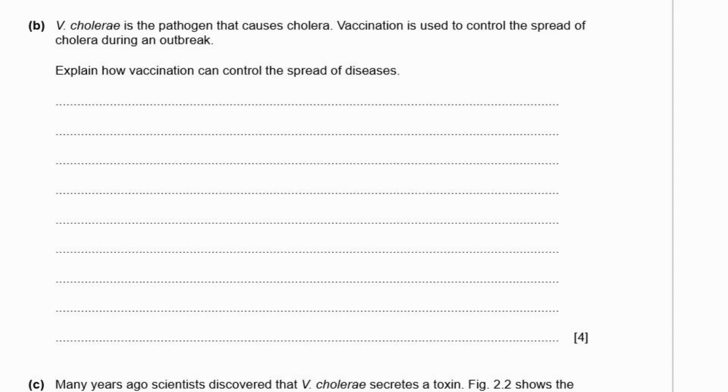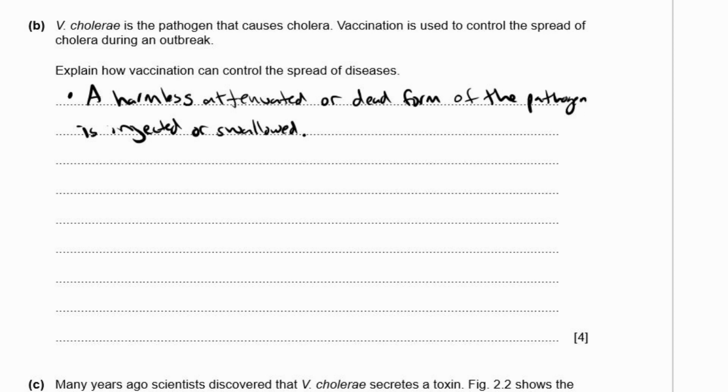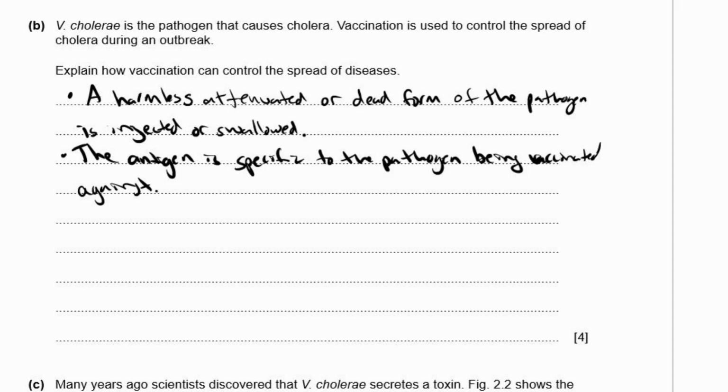More often it's injected. So it's a harmless, attenuated, or a dead form of the pathogen, and it's injected or swallowed. Sometimes it's just the antigen. They're not injecting antibodies, they're injecting the antigen so that the immune system can react. So the antigen, what is it? It's specific to the pathogen that it's being vaccinated against. Okay, and what happens once it's injected? The lymphocytes respond to the antigen by making antibodies.